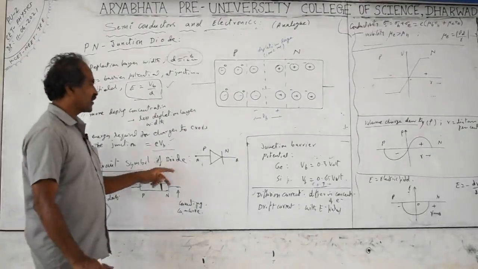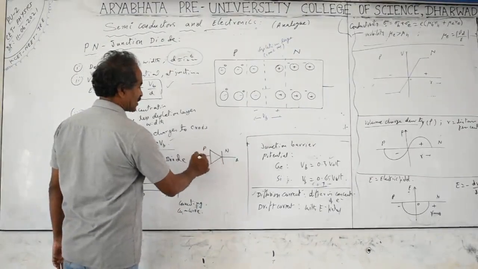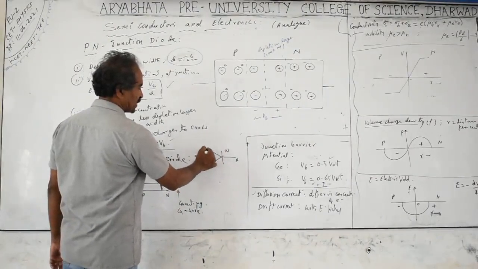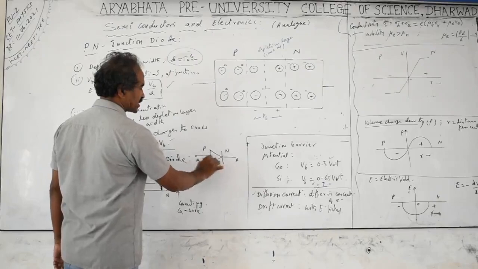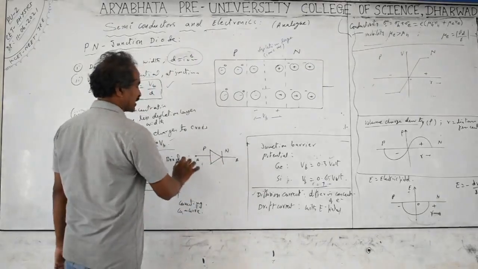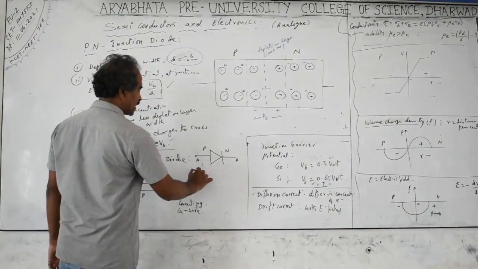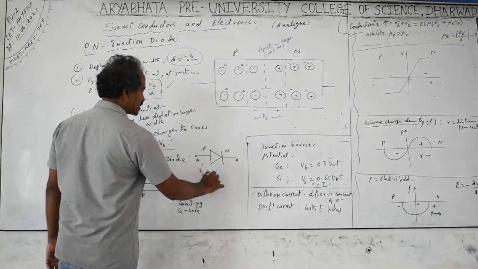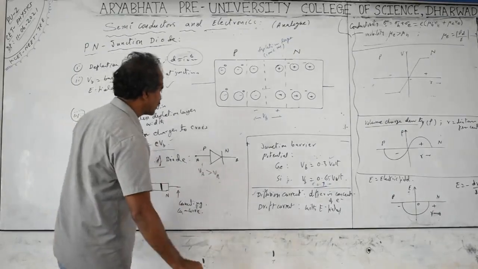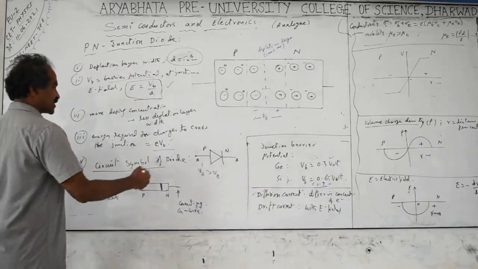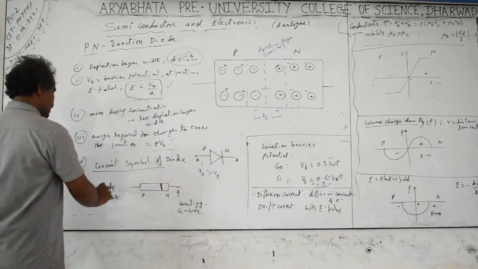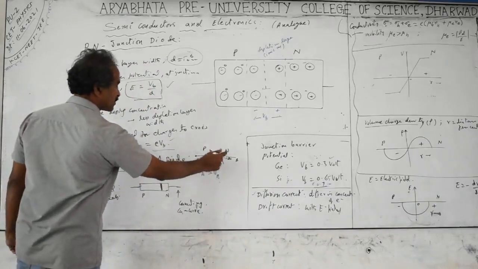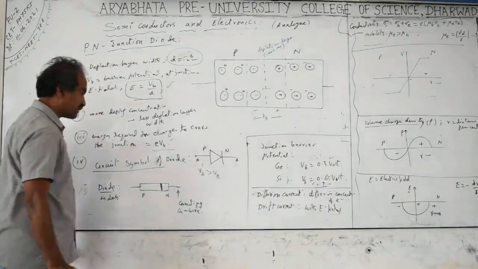The circuit symbol for a diode is an arrow mark with lines. This flat part is P, the other part is N. This arrow indicates the direction of conduction current. Current passes only when the voltage at P is greater than the voltage at N. Then only does current pass from P to N. That indicates the direction of conduction current, and the voltage is provided by a battery. That is called the bias.